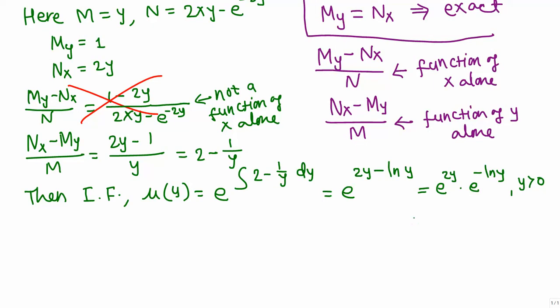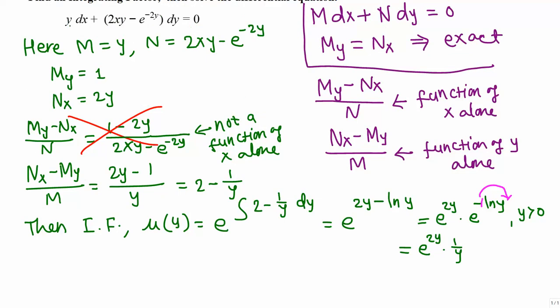We are assuming y is positive. Let's simplify further. E raised to 2y, that's final, we cannot simplify any further, but this negative means negative 1, by the way, and negative 1 goes here, and we get e raised to natural log of y raised to negative 1. Y raised to negative 1 means reciprocal of y, so 1 over y. E and natural log cancel. Okay, so this is the integrating factor. This is an integrating factor for our ODE.